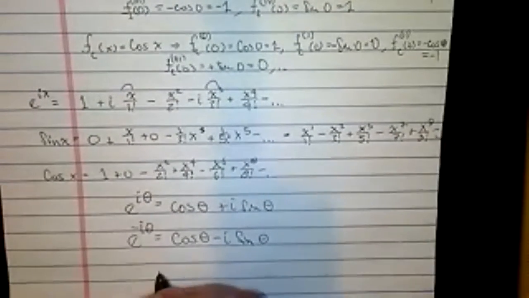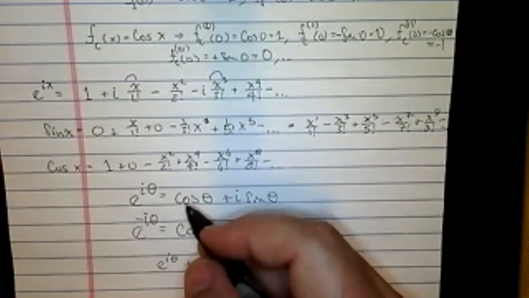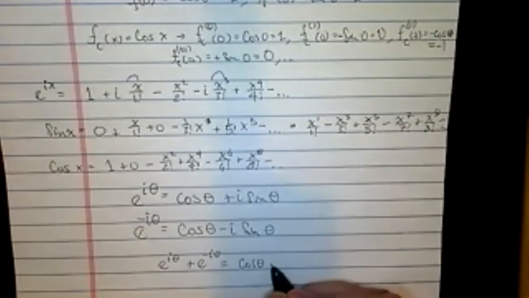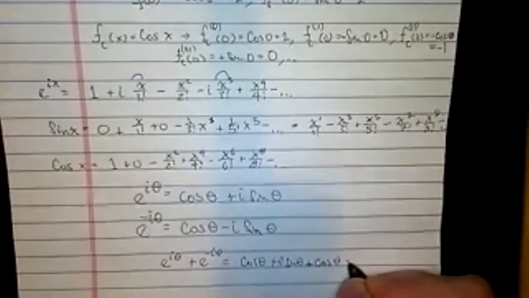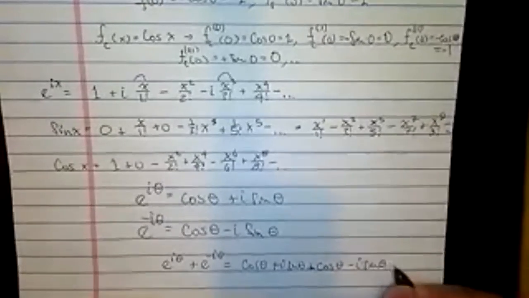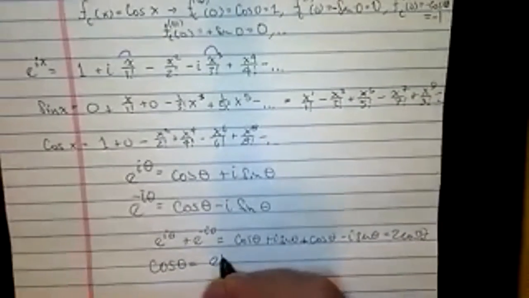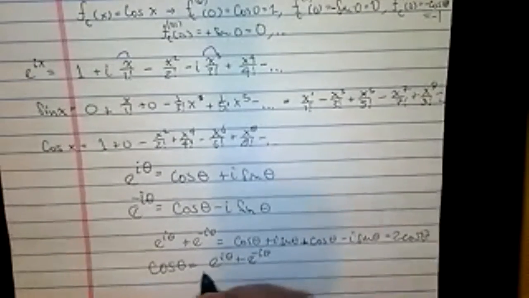If you take e to the i theta and add to it e to the negative i theta, what you get, of course, is e to the i theta would be cosine theta plus i sine theta. And then e to the negative i theta would be cosine theta minus i sine theta. So you end up getting 2 cosine theta. So you can see cosine theta is in fact just equal to e to the i theta plus e to the negative i theta over 2.